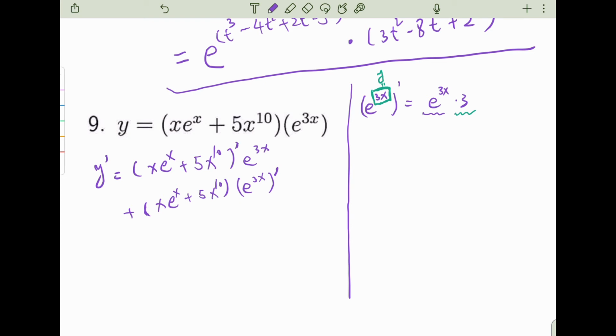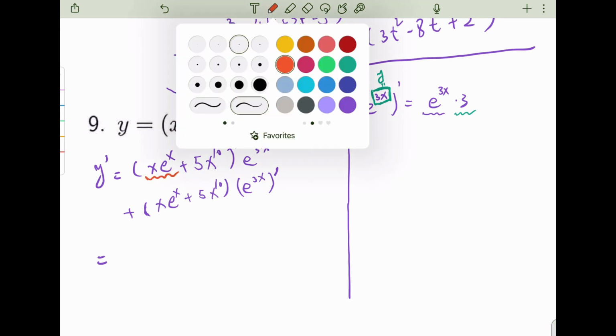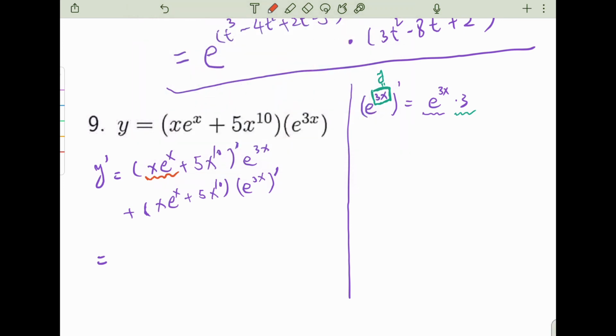Okay, so now moving on, I need to compute the derivative of this one here, right? So for the derivative of this one, you apply the sum rule, that becomes the derivative of the first term plus the derivative of the second term. But the derivative of the first term here is a product of two functions, so we need to use the product rule for this single factor here, this orange thing. That is the product rule again.